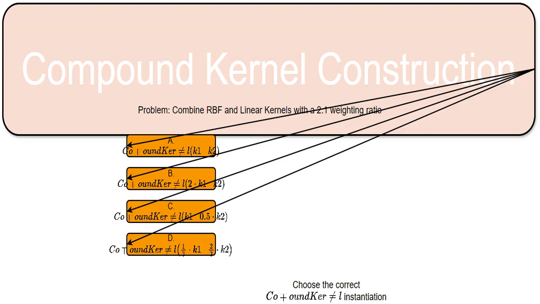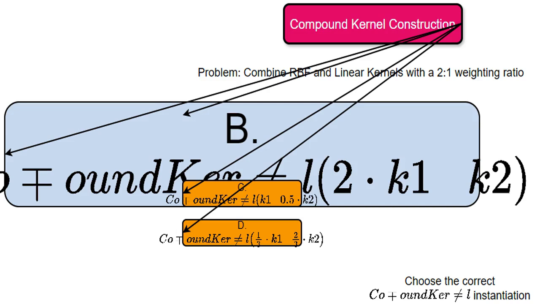I am combining different kernels to create a more powerful model. Think of it like mixing different ingredients in a recipe to get the perfect flavor. The compound kernel is the mixing bowl where I am putting my ingredient kernels together. This option gives the radial basis function kernel K1 full weight and the linear kernel K2 half weight.